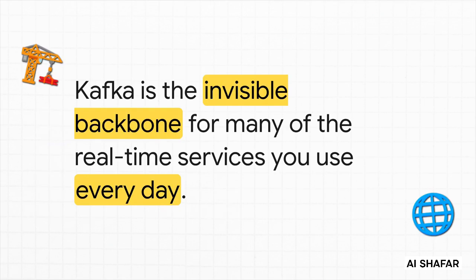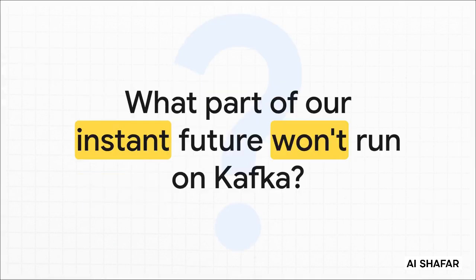So really, the crucial point is this. Kafka is the invisible, high-speed backbone that makes so many of our modern, real-time digital experiences even possible. It's just working tirelessly behind the scenes, making sure all that data gets exactly where it needs to go, instantly and reliably. And that really leaves us with a final thought to chew on. Our world is demanding that everything, from our deliveries to our data to our decisions, happens right now, instantly. So as that demand just keeps growing, it really makes you wonder, what part of our future won't need a system like this to run it?